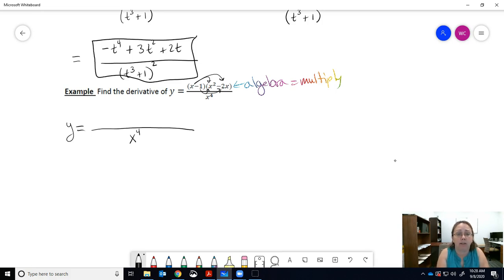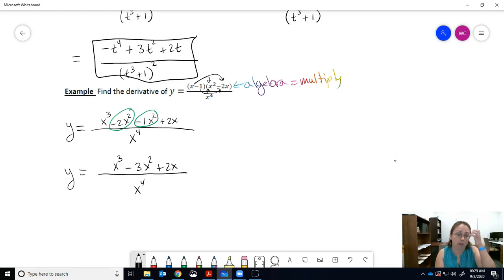So x times x squared, so x cubed, minus 2x squared. Then the negative 1 distributes to negative 1x squared and positive 2x. Hey, I got like terms in there, so I can combine my like terms together. So I'm still continuing the algebra here. So y equals, notice I'm not writing y prime. This is all algebra. I'm not doing any derivative work here. So we have x cubed minus 2 minus 1, so that's minus 3x squared plus 2x.